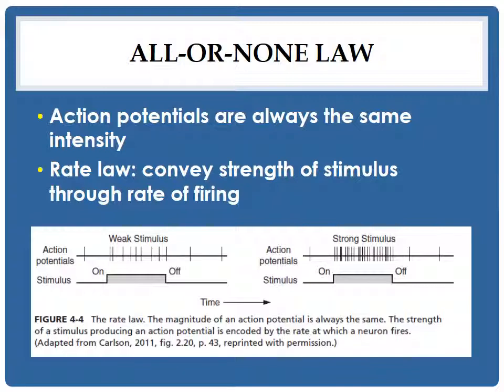That's the rate law, and that's shown in figure 4-4, where on the left, a weak stimulus stimulates action potentials to fire, but you can see while the stimulus is on, it fires action potentials a few times. Maybe there's 10 in there, maybe there's 8, I don't know. Then on the right side, you see that with a strong stimulus, there's a lot more action potentials. Again, the action potentials are the same intensity, but they're just fired at a greater rate.